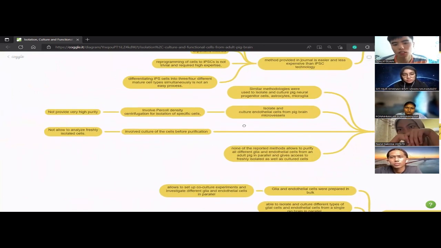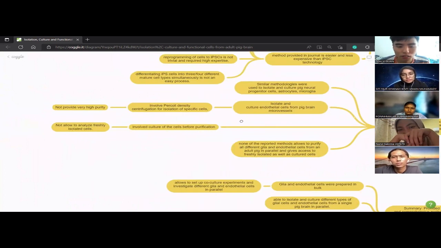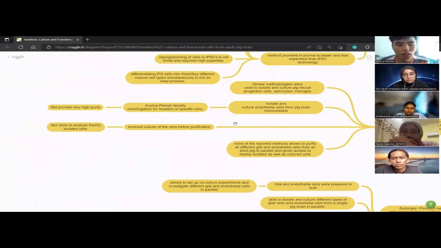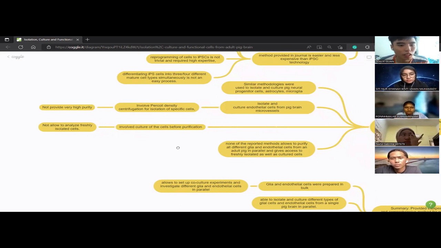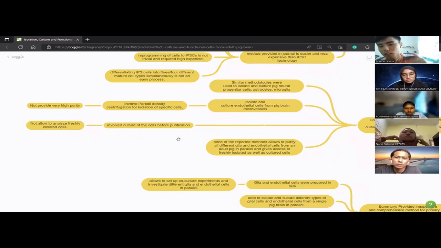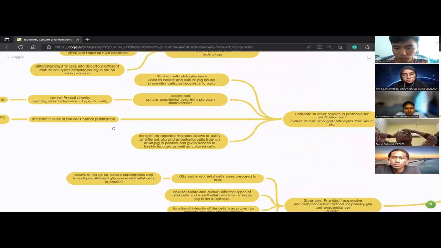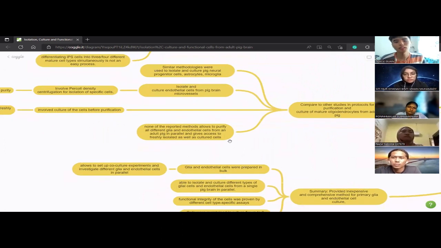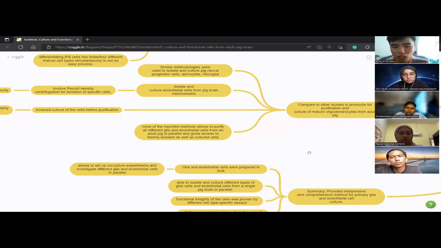And then another study that the discussion mentioned involved the culture of the cells before purification. However, that study did not allow analysis of freshly isolated cells, just like the journal provided. And then lastly, it stated that none of the reported methods allowed purifying all different glial and endothelial cells from an adult pig in parallel and gave access to freshly isolated as well as cultured cells.